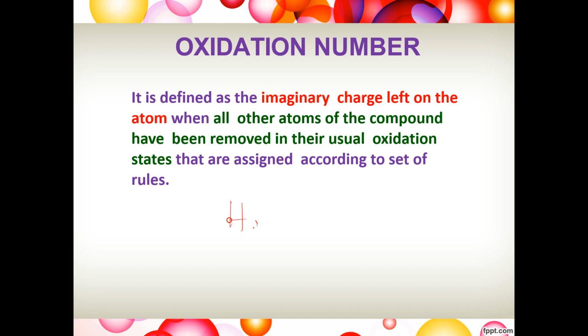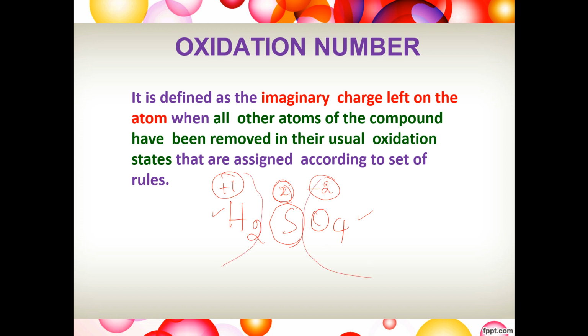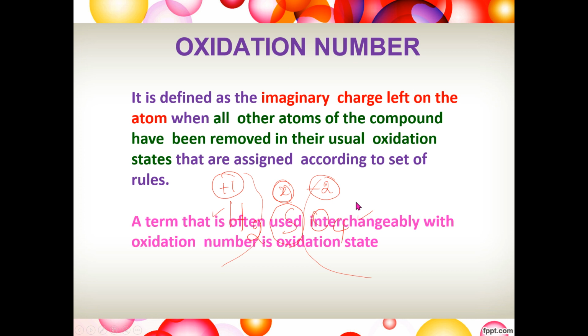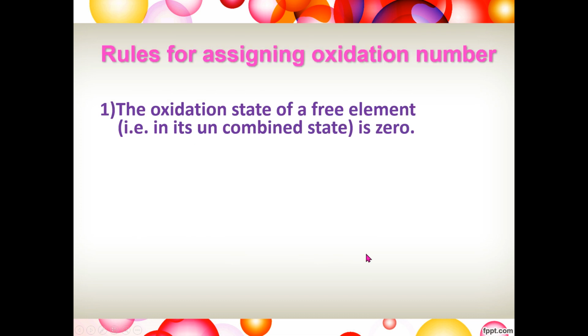If I take H2SO4 and I'm asking to calculate the oxidation number of sulfur, then what you must know is the oxidation number for hydrogen as well as the oxidation number of oxygen. So it is the imaginary charge left on an atom when all the other atoms, oxygen and hydrogen of the compound, have been removed in their usual oxidation state, assigned according to a set of rules. This imaginary number is known as the oxidation number. The term oxidation number can also be replaced by the word oxidation state, and these are the rules.